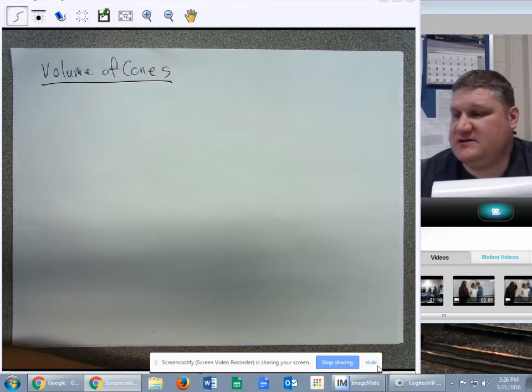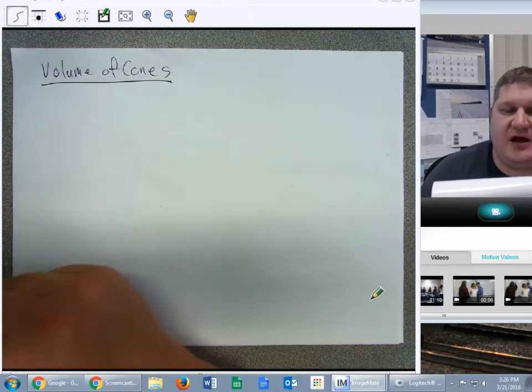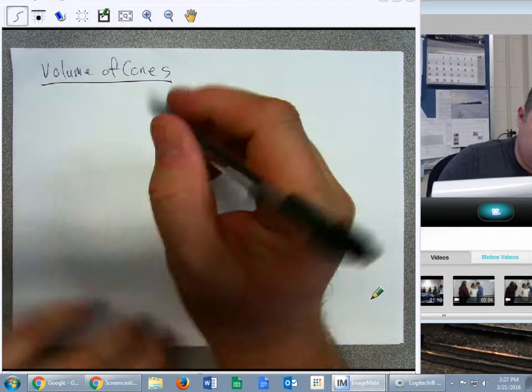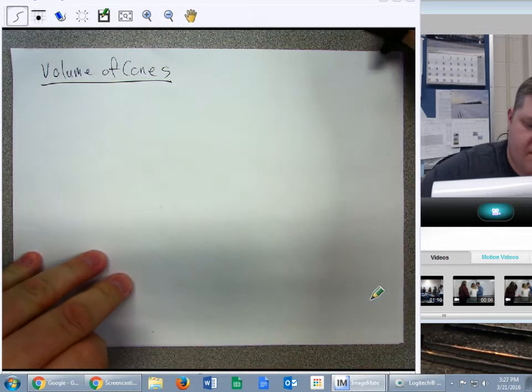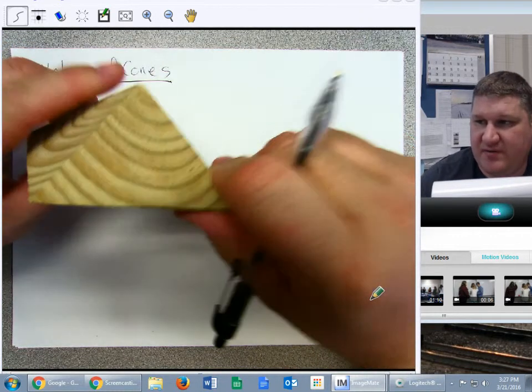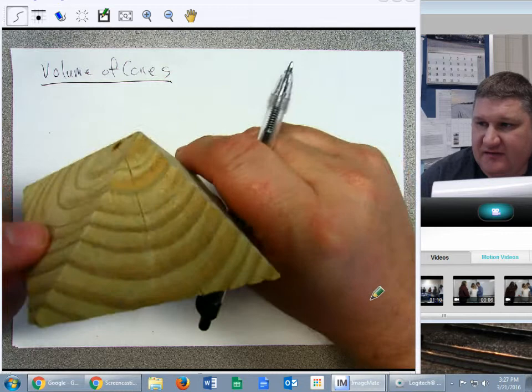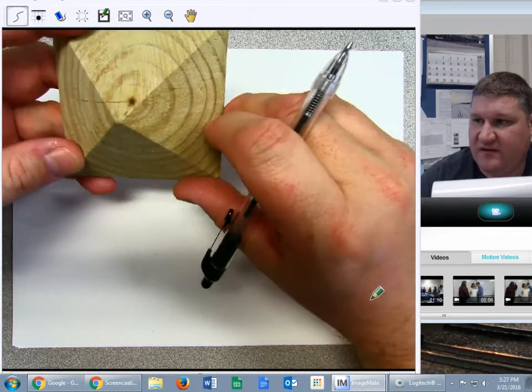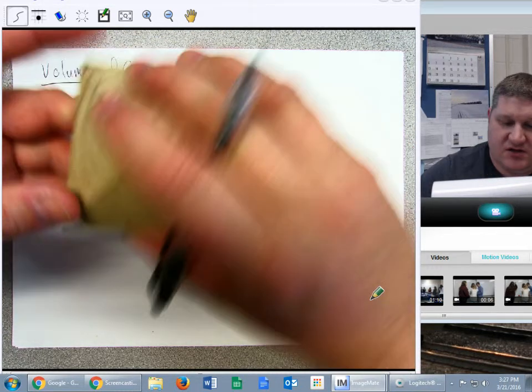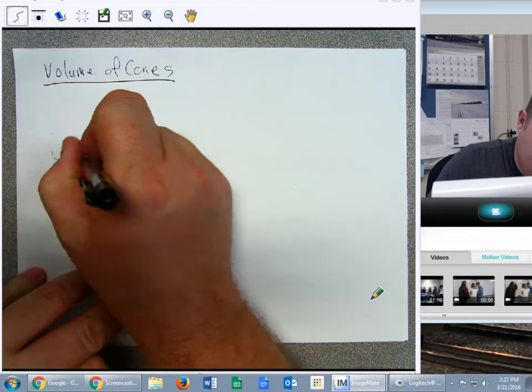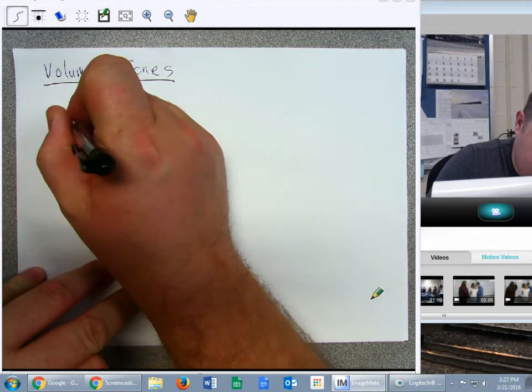Okay, ladies and gentlemen, let's take a look at cones. Now, if we're going to take a look at cones, we need to be able to talk about what they are. A cone is really nothing more than a pyramid like this one, except that for a cone, its base is actually circular. So you have something that looks broadly like this.